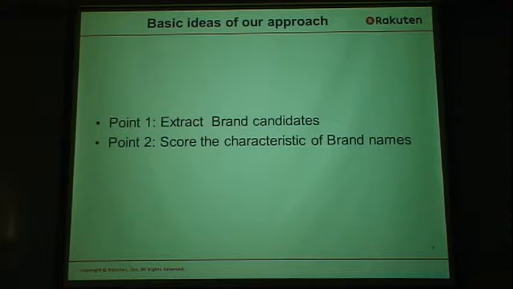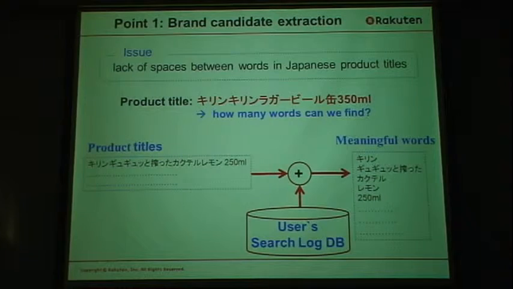And now I will introduce the very basic part of our approach. Point number 1, how did we extract the brand candidate? We need to be concerned about word candidate extraction because it isn't like in English. In Japanese, product titles usually lack spaces between words. To give one example, the product title Kirin laga biru kan samikujimiri. How can we make the computer understand how many words we can find in this?